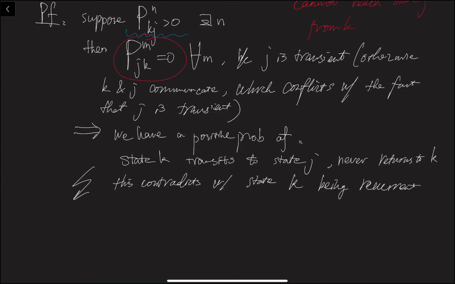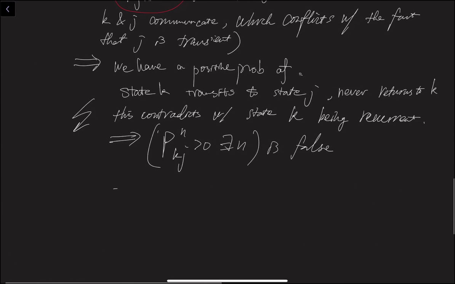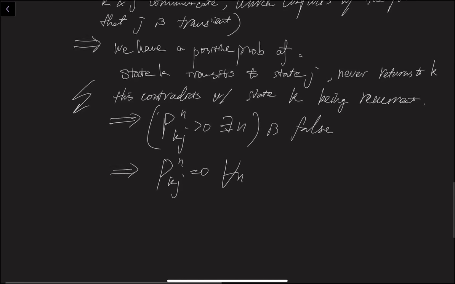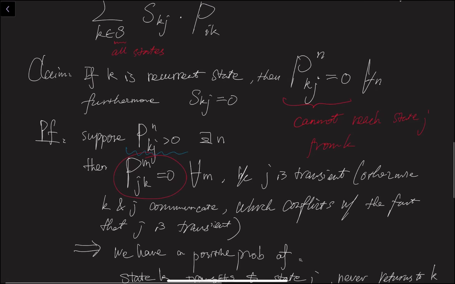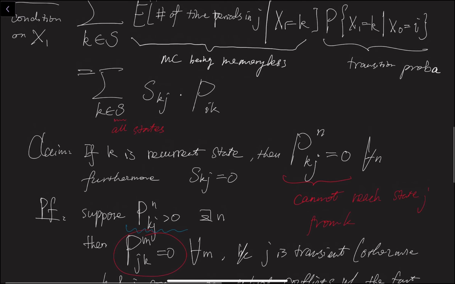All right. So, which implies this statement is false, and this further implies this n-step transition probability is zero. All right. And now let's scroll back a little bit. This further implies, the most important part, this is zero for a recurrent state K.